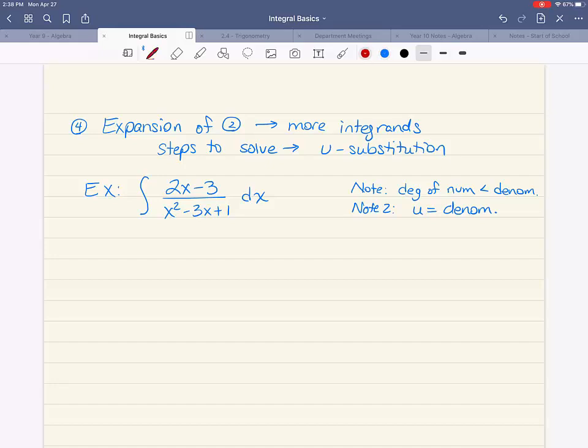Okay, I'm writing my u a little low this time just because of space here. u is the denominator, x squared minus 3x plus 1. What is du? Take the derivative of that. Don't look at what's on top. Take the derivative of what you see as u. That is 2x minus 3 dx. Do I have that? Actually, I have it exactly as I want it.